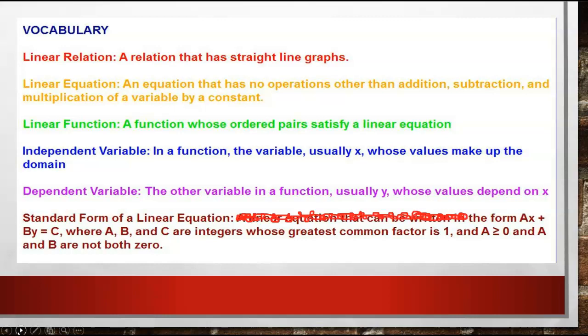So again, to not make you write so much, standard form of a linear equation is the form ax plus by equals c, where a, b, and c, and this is important, are integers, meaning they cannot be a fraction. And to add to that, the A value has to be positive.